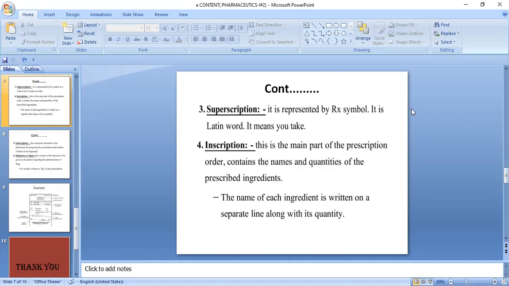If there is any confusion regarding the spelling of the ingredient, or it is not written very clearly, it is the responsibility of the pharmacist to consult with the senior pharmacist, and that senior pharmacist will consult with the prescriber. The given amount of ingredient is to be compounded so that the dosage form can be prepared. So the name of each ingredient is written on a separate line along with its quantity.